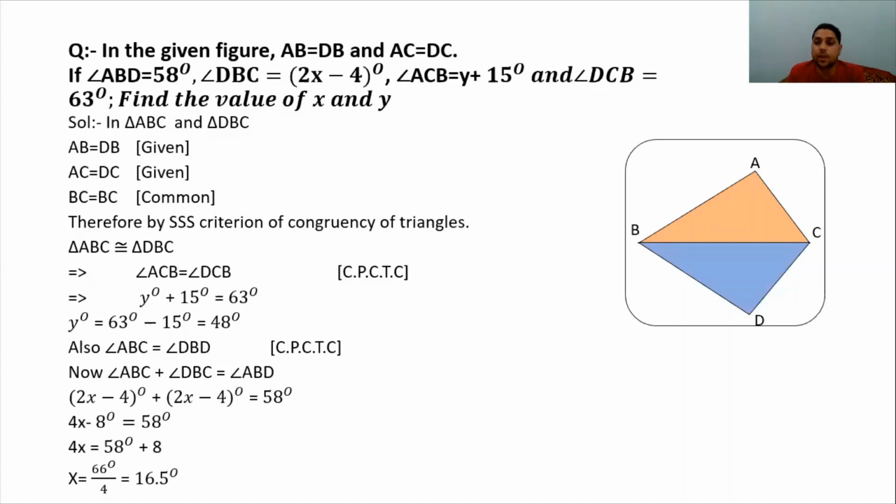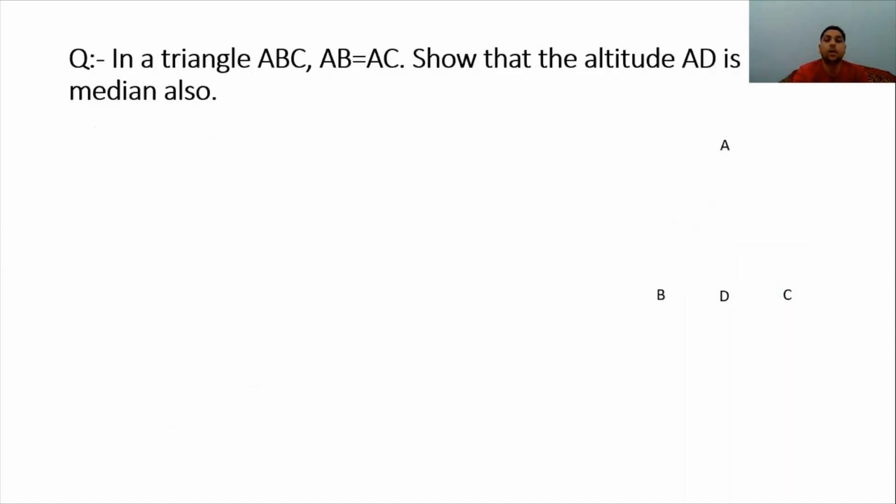So we'll begin with the two triangles here. First, we prove that these two triangles are congruent to each other. Then we equate the corresponding angles and substitute the values of each and every angle to find the value of x and y.